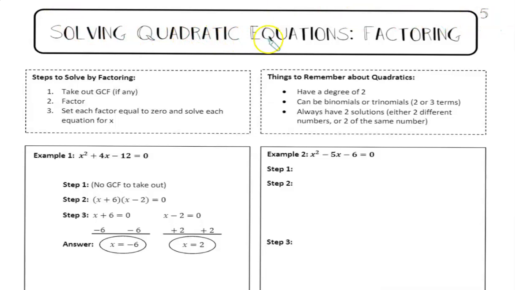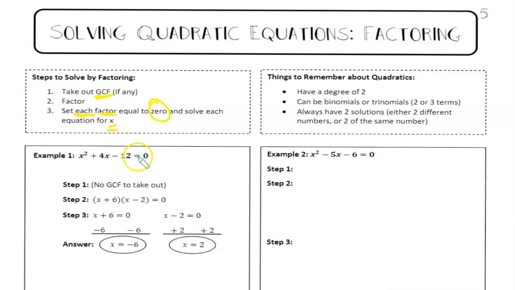Okay, so solving quadratic equations by factoring. First, I've got a couple of steps for you, and there's only 3. Step 1, take out the GCF, if there is any. Step 2, factor, whether you choose the snowflake method, the box method, or slide stop method. Just factor it. Step 3, set each factor equal to 0 and solve each equation for x.